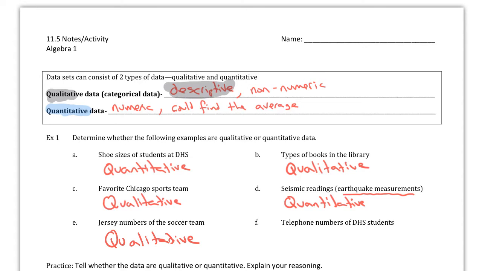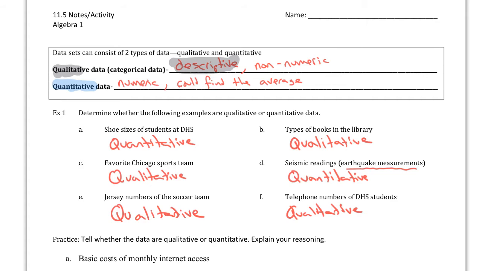Okay. And we're going to see another example of that in F, telephone numbers of DHS students. You wouldn't find the average telephone number. So even though it's a number, it's not numeric. It's still qualitative. So if you're confused or if you're unsure about whether something that involves numbers should be qualitative or quantitative, ask yourself if finding the average makes sense, right? Would you add up a bunch of telephone numbers and divide by how many students Deerfield had and find our average telephone number? No, that doesn't make any sense.